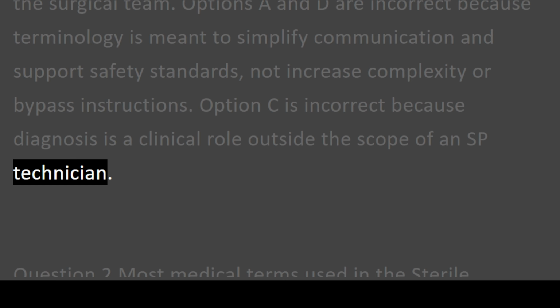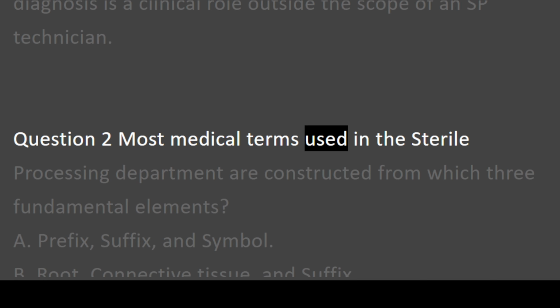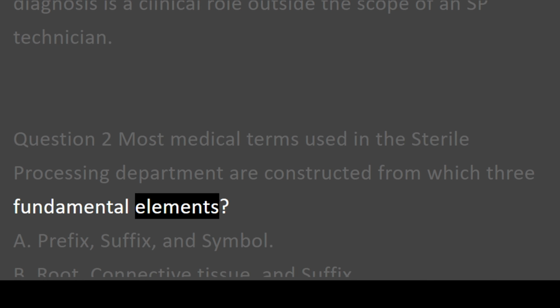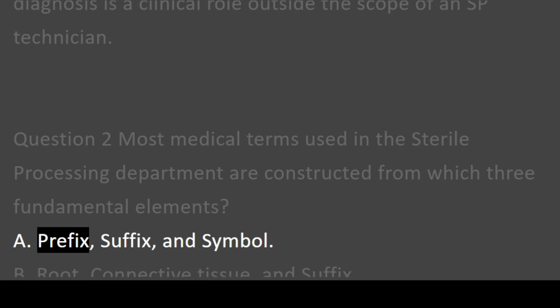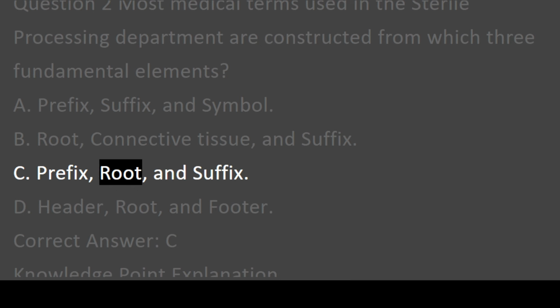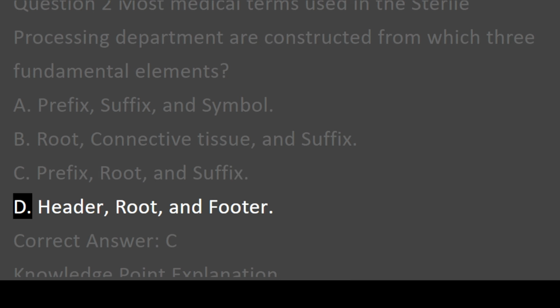Question 2. Most medical terms used in the sterile processing department are constructed from which three fundamental elements? A. Prefix, suffix, and symbol. B. Root, connective tissue, and suffix. C. Prefix, root, and suffix. D. A header, root, and footer.